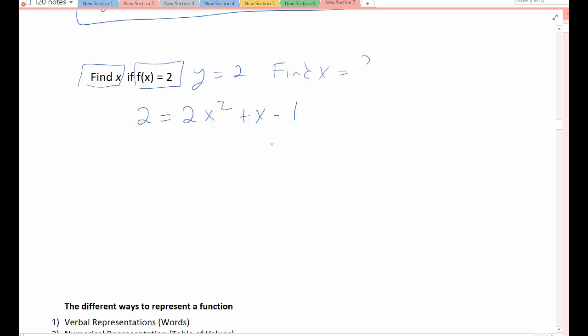There's a couple ways to do this. You can solve it graphically. You can solve it by hand by moving the 2 over, setting equal to 0, and using the quadratic formula, and that's fine too. It also factors. You could solve it by factoring, set it equal to 0 and factor. It's just up to you however you want to solve it. I'm going to solve it by graphing.